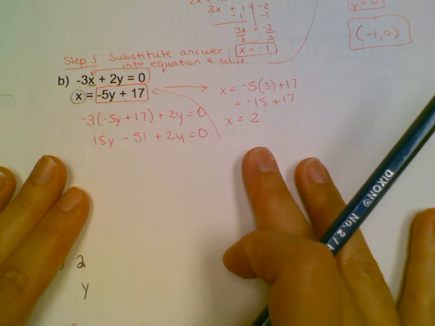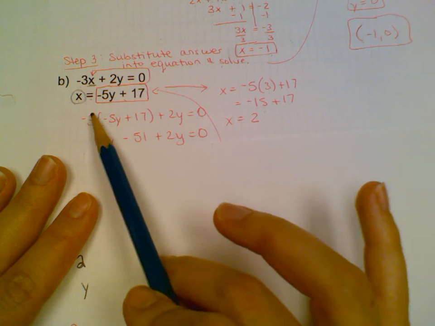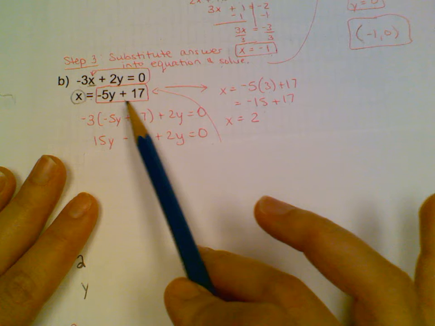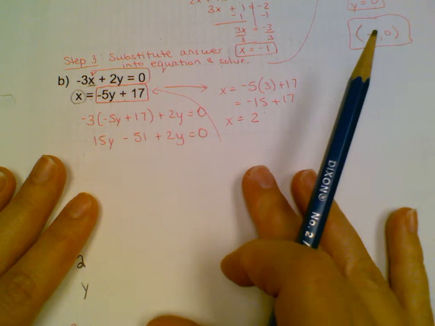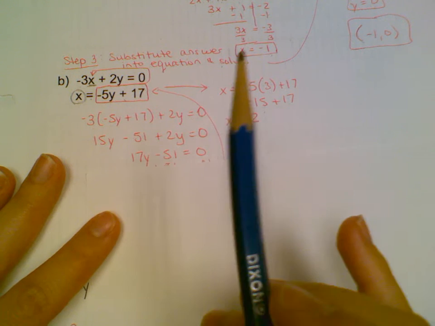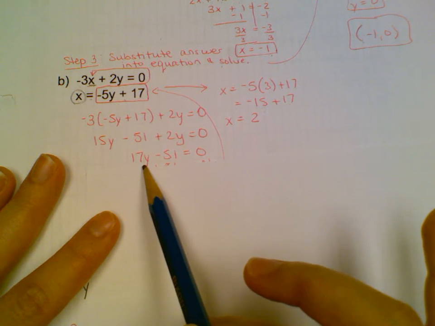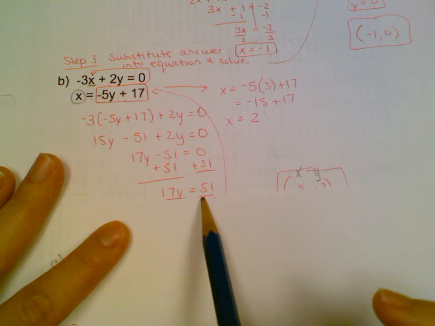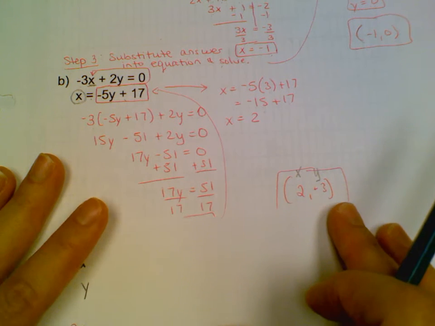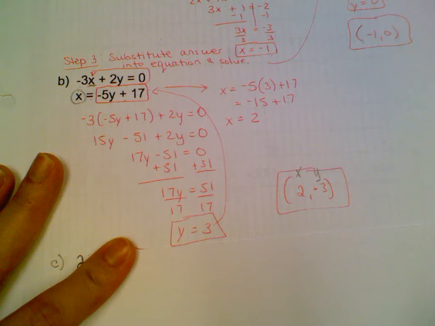So now I would distribute my negative 3. So when I multiply, I get 15y and negative 51. The rest comes straight down. Then I would combine my like terms, so combine 15y and 2y, add 51 over, so I would get 17y equals 51, divide by 17, so I would get y equals 3.